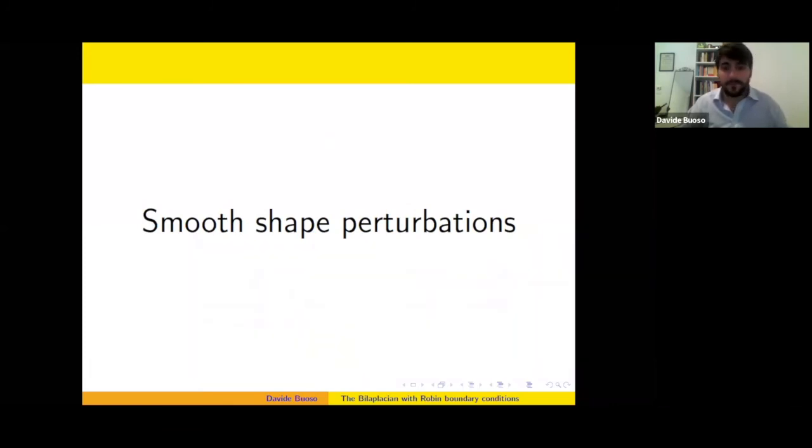In the last 5 minutes, I would like to briefly cover what happens for shape perturbation. As we said, for the Robin Laplacian, we have some results regarding shape optimization, like Faber-Krahn type inequalities, counterexamples when the Robin parameter is negative, and so on. So here we want to analyze what happens if, instead of moving the Robin parameters or the tension parameters, we move the domain omega, which is the shape.